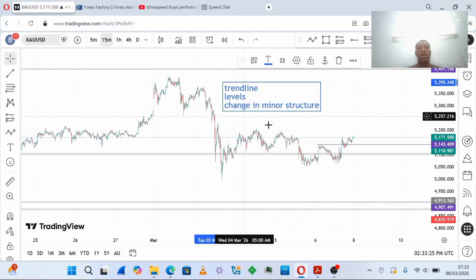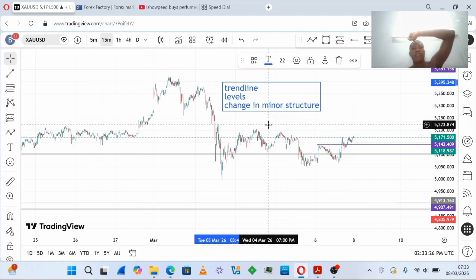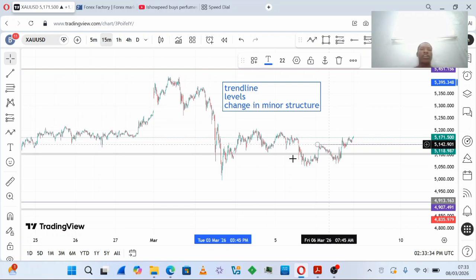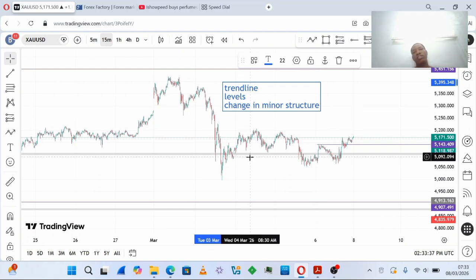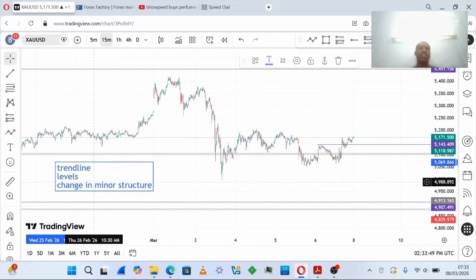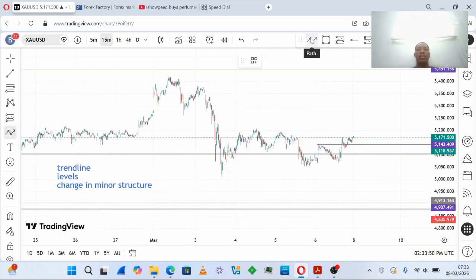Looking at it now, I already identify my trend, knowing that gold trend is an uptrend and price is currently on my level, which is a support level. And the next thing that I'll be looking for now is a change of minor structure. And this is on the 15 minutes time frame chart. This is exactly what I'm looking for.